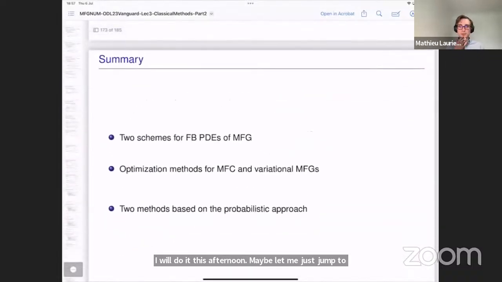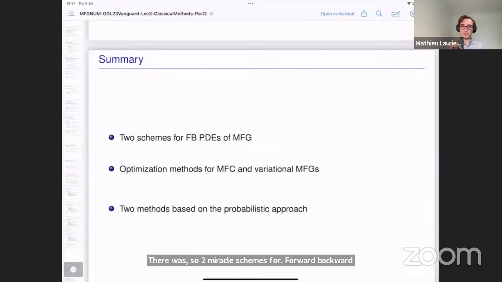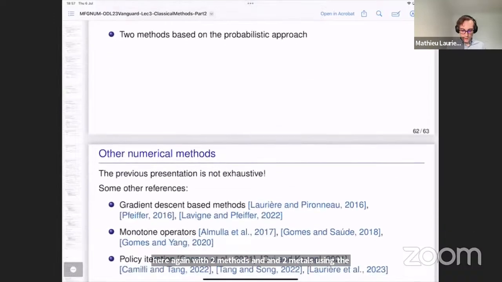What we did here this morning, I know it was pretty dense, a lot of information, at least from my point of view. So there were two numerical schemes for forward-backward PDEs, one based on finite differences, one based on a semi-Lagrangian scheme. Then optimization methods, this primal-dual point of view, here again with two methods, and two methods using the probabilistic approach. The second one I haven't discussed. I will do it this afternoon briefly.